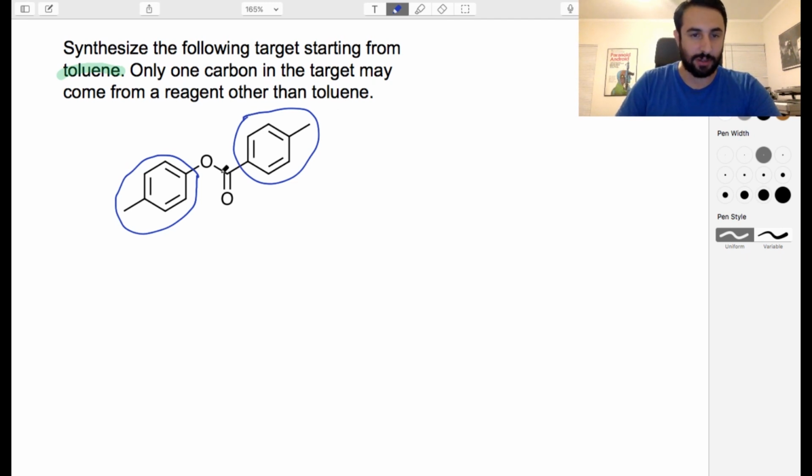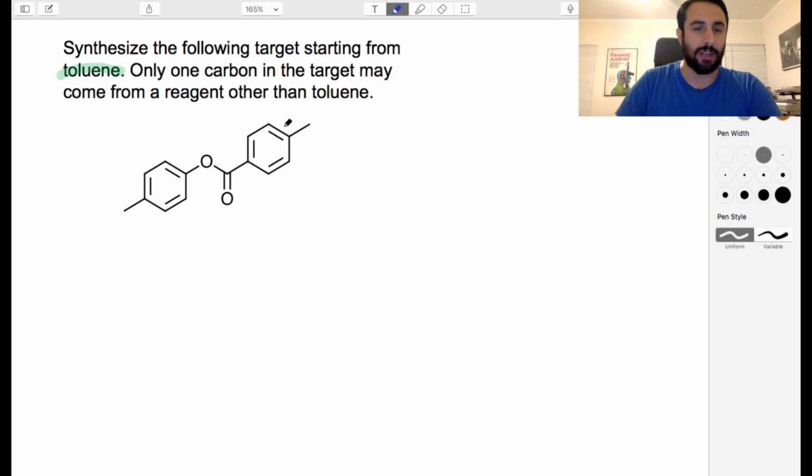So you could have thought that maybe this carbon was part of this toluene. We added this methyl somehow, but it seems a lot more clear, it seems more obvious that these would be the two toluene fragments. So what that also means is that this is the carbon, right? It says only one carbon in the target may come from a reagent other than toluene. So that's going to be this carbon there. So I'm not sure exactly how we're going to get that carbon on there, but we're definitely going to shoot for that. So what are we going to do?